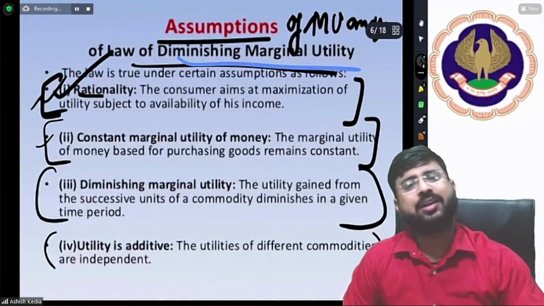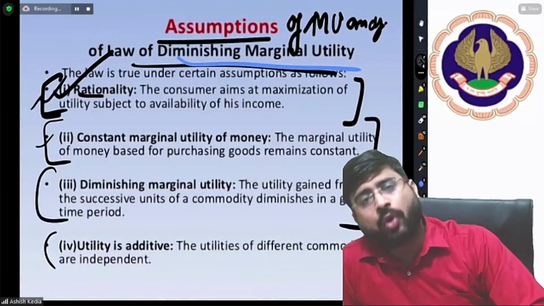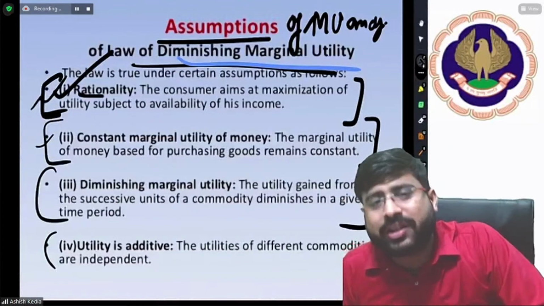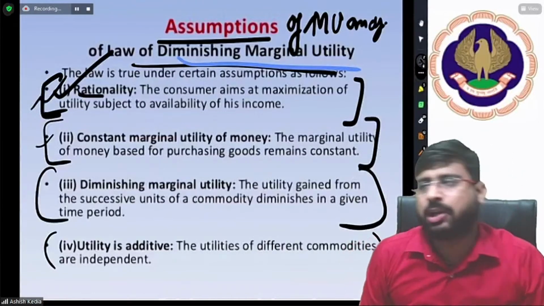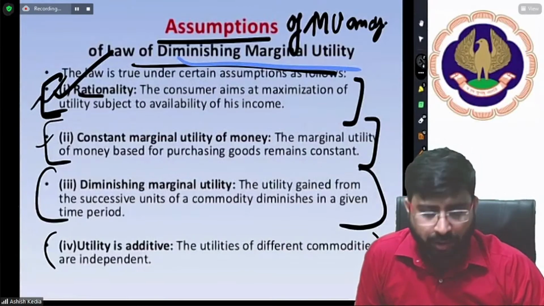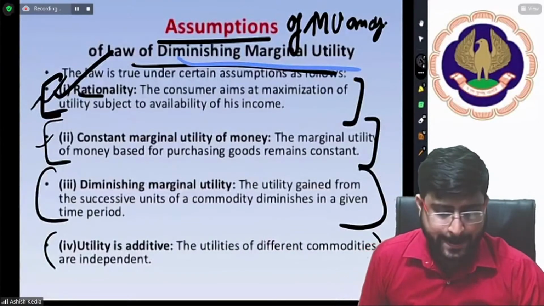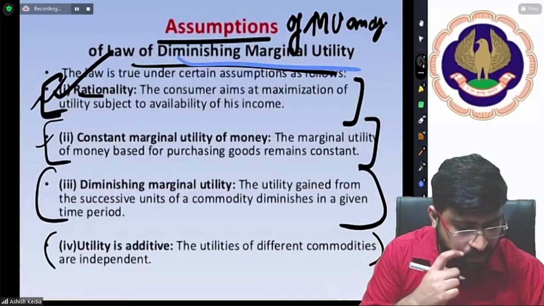Consumer is rational. Means consumer can think logically. They know what is good for them. They know what is going to maximize their satisfaction. Understood? The consumer is rational. That is the first point, sir. Okay, sir, we get it.